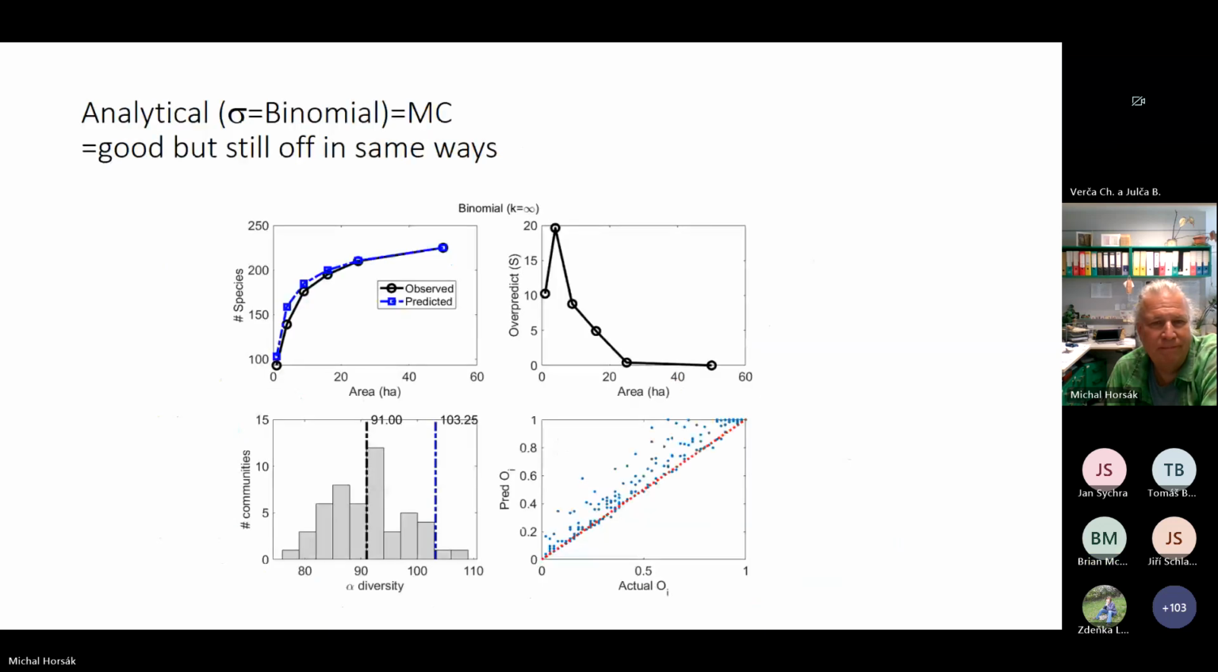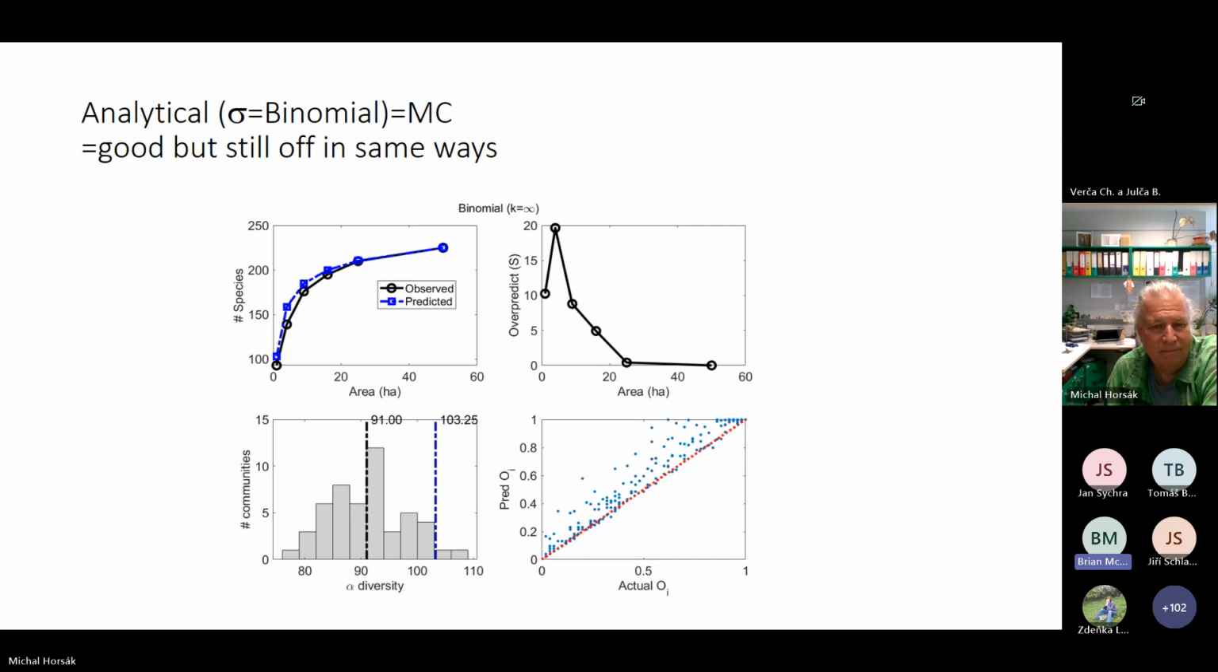It works pretty well. The top left panel there is a species area relationship, number of species versus area. This is BCI data. The black line is the observed, and the blue line is what's predicted by this model with Poisson random sampling. The top right is just showing the error in number of species. The bottom left is a histogram of the species richness, the alpha diversity in each 1 hectare plot. The true average is 91. The predicted average using this binomial Poisson sampling is 103.